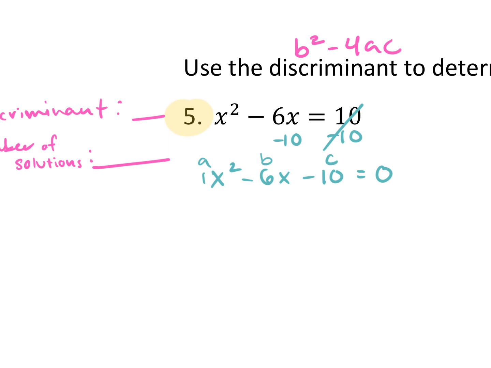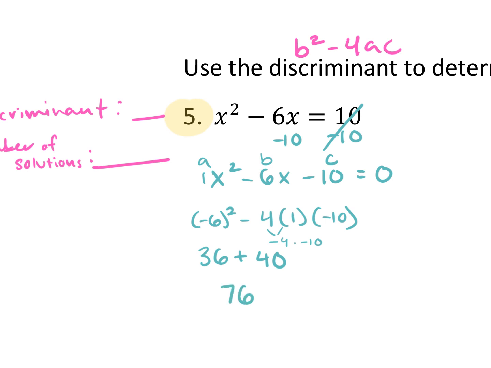So that's why it's important. You got to move everything to one side first, then find your a, b, and c. It's got to be in your standard form order. And then we can just plug it into our formula. So we have negative 6 squared minus 4 times 1 times negative 10. So negative 6 squared would be 36. Negative 4 times 1 would be negative 4. And negative 4 times negative 10 would be positive 40. And 36 plus 40? 76. So our discriminant is the number 76.